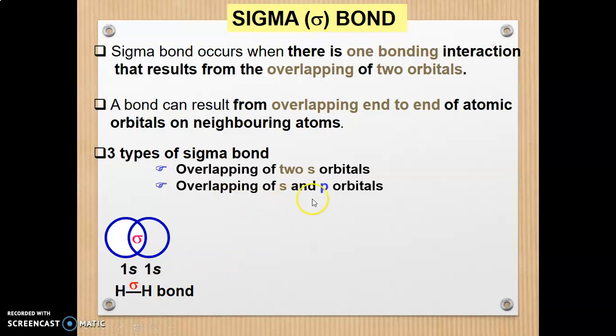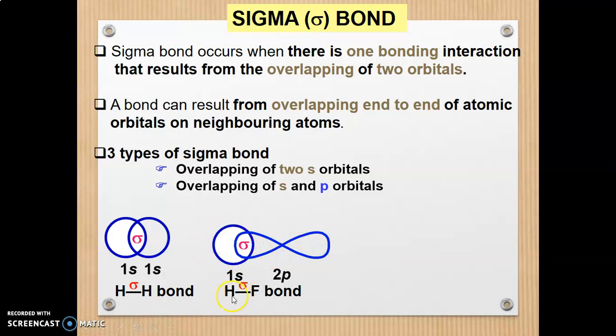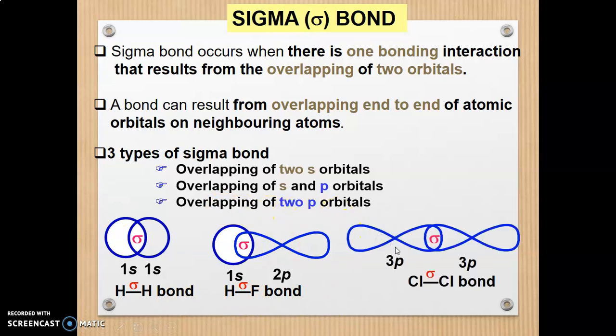Overlapping of s and p orbital. One s orbital overlaps with one p orbital to form sigma bond. Example, hydrogen fluoride. Overlapping of two p orbital. So 3p orbital overlaps with 3p orbital to form sigma bond. So example is Cl2.